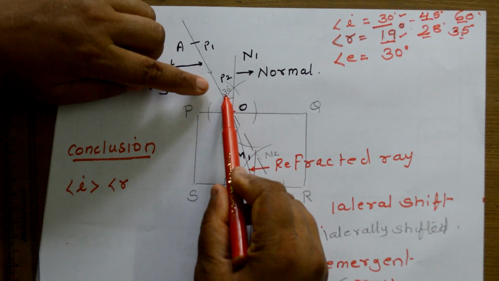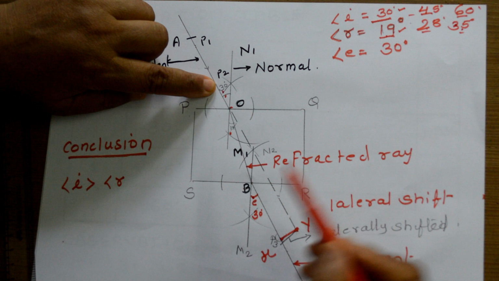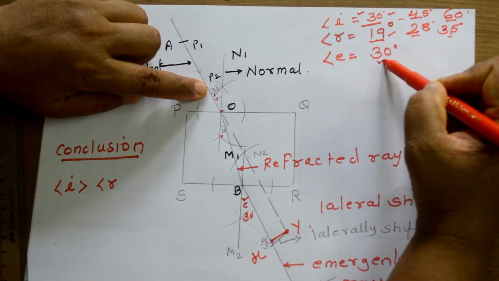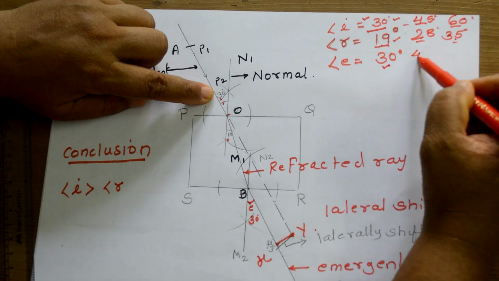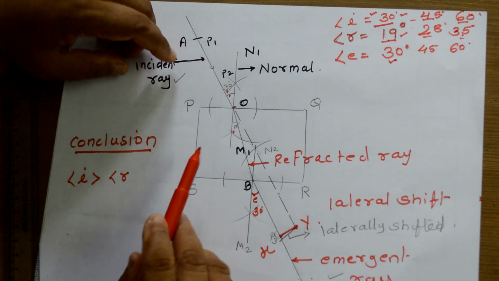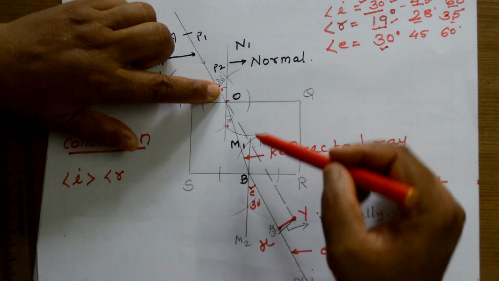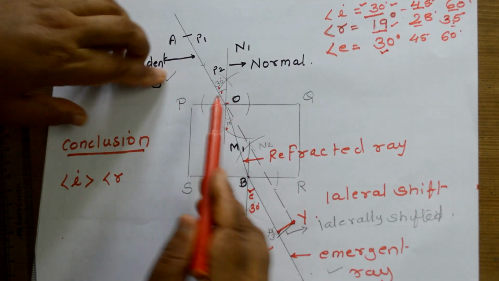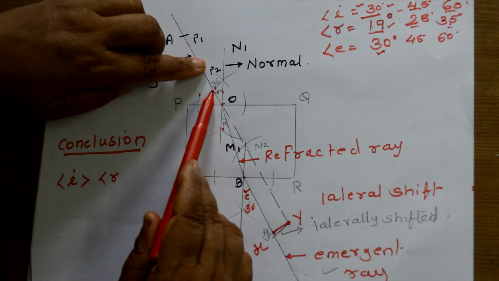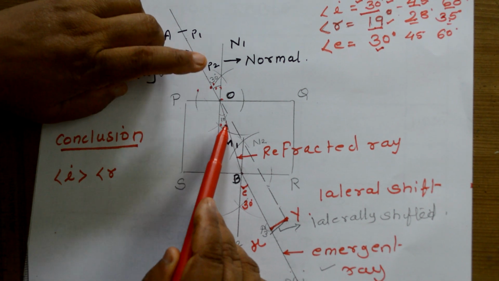The angle of incidence is always equal to the angle of emergence. When the angle of incidence is 30 degrees, the angle of emergence is 30. When 45, it is 45. When 60, it is 60. The incident ray and the refracted ray lie on opposite sides of the normal. The incident ray is lying here and the refracted ray is lying here.